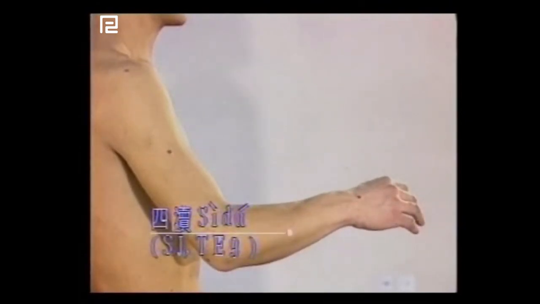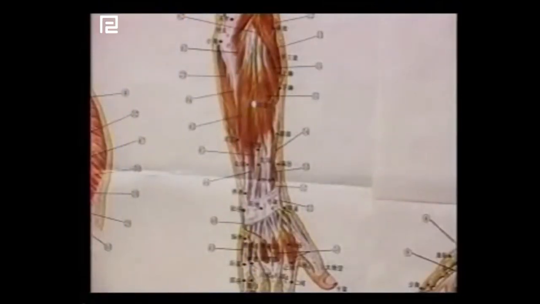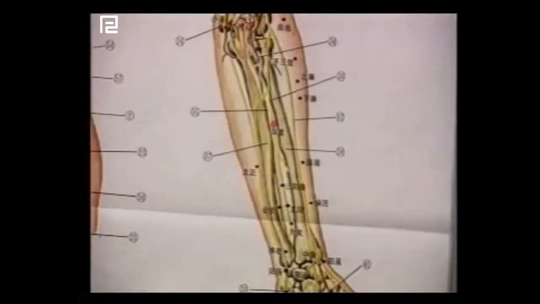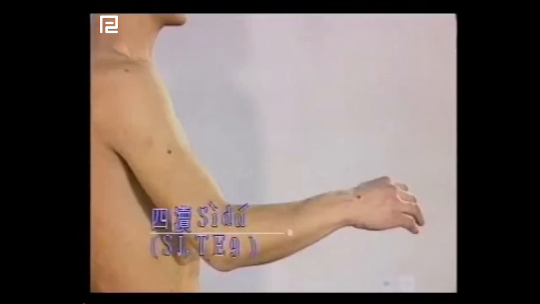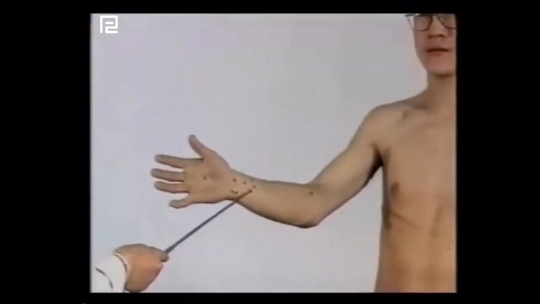Si Du. Location: on the dorsal side of the forearm and on the line connecting Yang Shi at the tip of the olecranon, 5 tun distal to the tip of the olecranon, between the radius and the ulna. Indications: pain in the elbow and forearm, deafness, tinnitus, toothache, headache. Method: puncture 0.5 to 1 tun, moxibustion 3 to 5 cones, or 10 to 30 minutes.